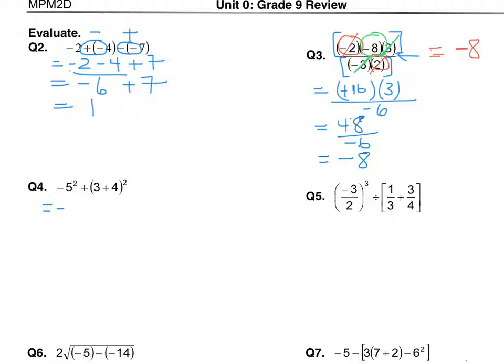BEDMAS says do inside the bracket first. So I'm going to break this down into small steps here. Inside the bracket, I have a 3 plus a 4. That gives me 7. And we have a 7 with a square.